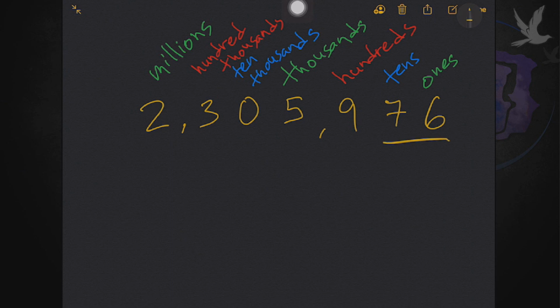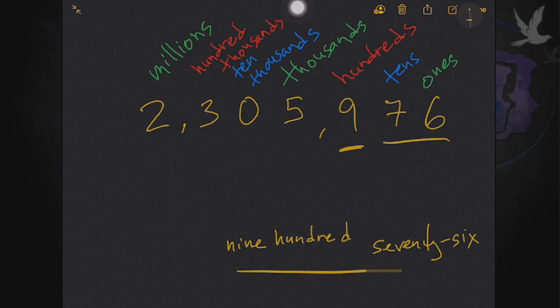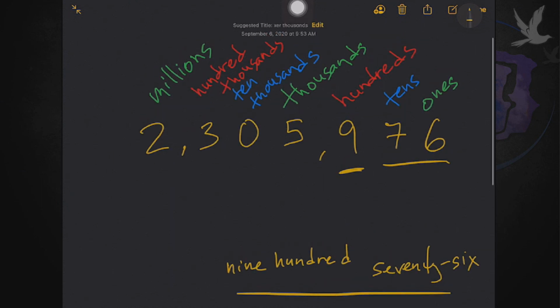So for example, again, we have our best friends. We have 76. We have a unit for the hundreds place, so that's 900. So this is our value for the basic units family. So that's 976.